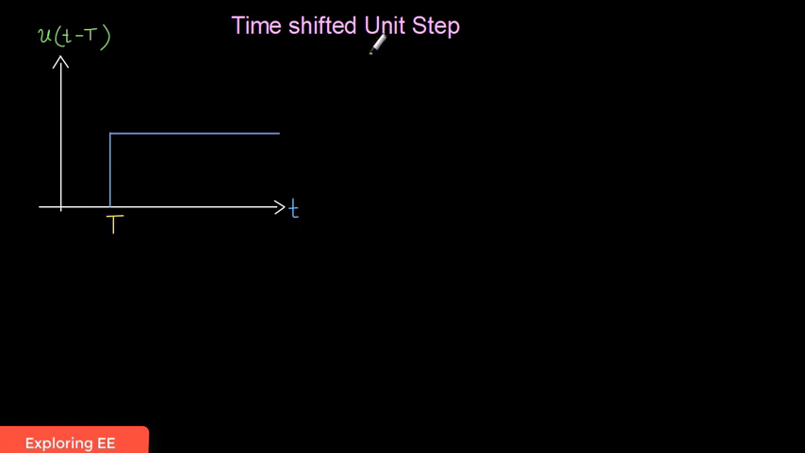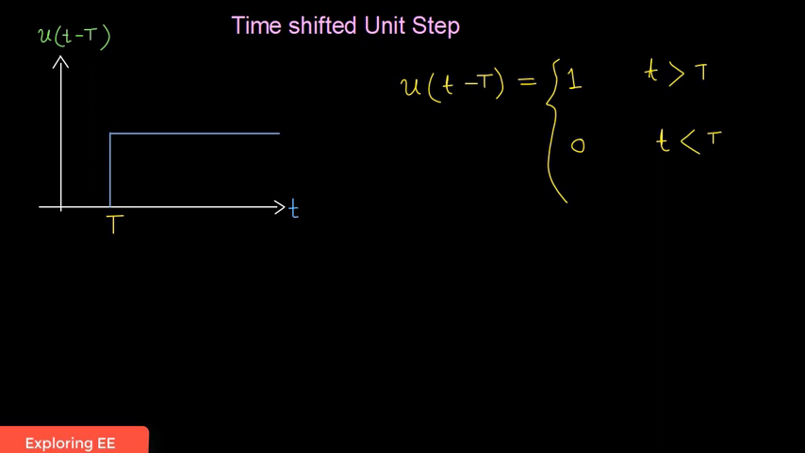If the unit step is shifted, we can write it in this form, u(t-T), which is equal to unity when t is higher than T, and equal to 0 when t is lower than capital T. So the time integral of this function multiplied by e^(-st), under the limit 0 to infinity, is the Laplace transform. This is L{u(t-T)}. This is called the time shifted unit step.